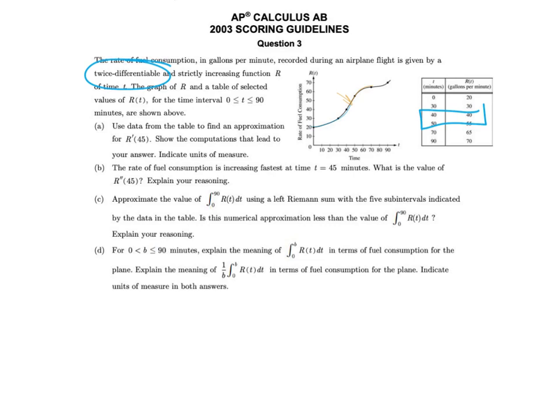Part D, we're just trying to talk about what these things mean. So the integral from 0 to b is how much fuel the plane used in b minutes. And then the integral from 0 to b over b is the average rate of fuel consumption in gallons per minute over the time interval of b minutes.